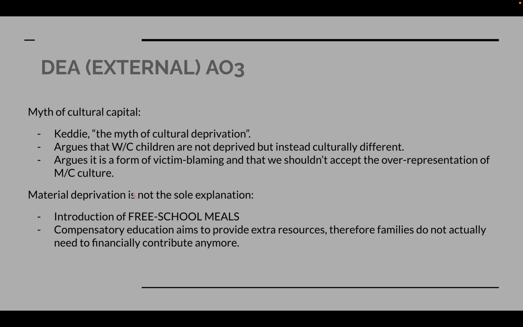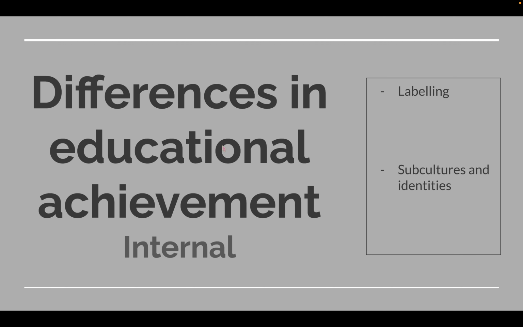Also, free school meals will come up in our policy section. So, educational policy will be in another video. Now we are on to differences in educational achievement, but internal factors. So the two factors that these are split up into are labeling theory and subcultures and identities.